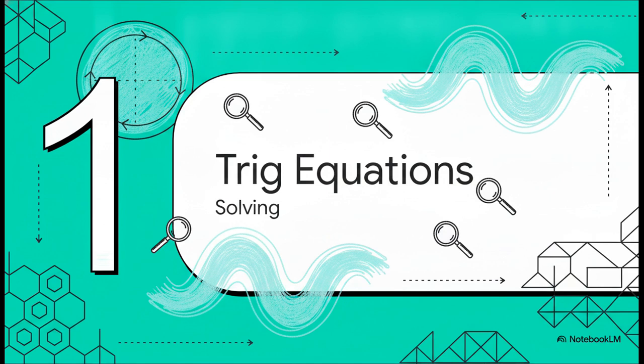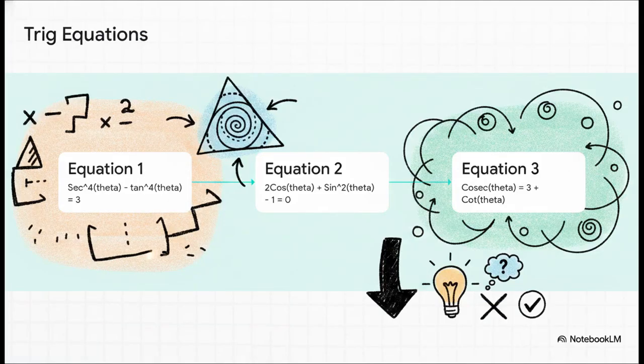Module 1, Solving Trigonometric Equations. Let's tackle a core trigonometric equation step by step. Say we have 2 cosine theta plus sine squared theta minus 1 equals 0. Now, seeing that sine squared theta right next to a cosine theta, that is your immediate cue to use the Pythagorean identity. It's like a math reflex. So substitute sine squared theta with 1 minus cosine squared theta.